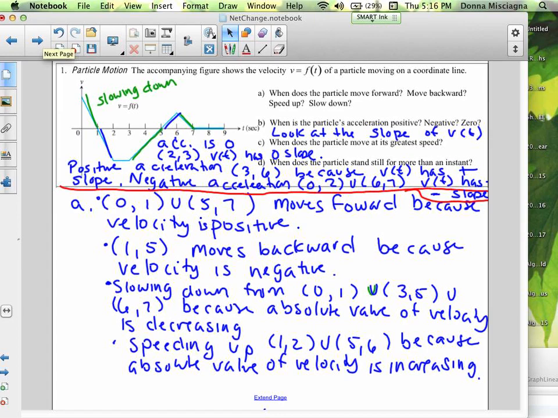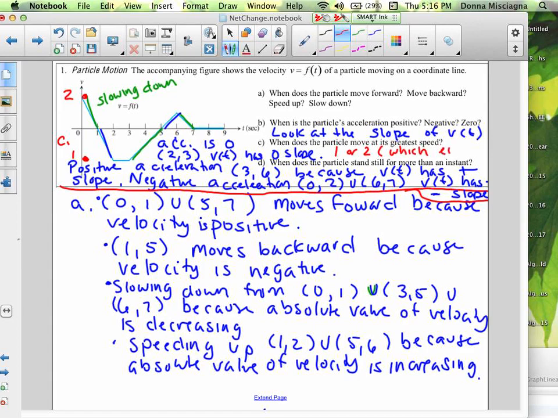When does the particle move at its greatest speed? I'm not sure, to tell you the truth, because there's no numbers on here. It's one of two things. So this is for C. It's either here or it's here. I can't tell which number looks greater to me. So it's either 1 or 2, whichever has the largest absolute value. Without numbers, I can't tell.